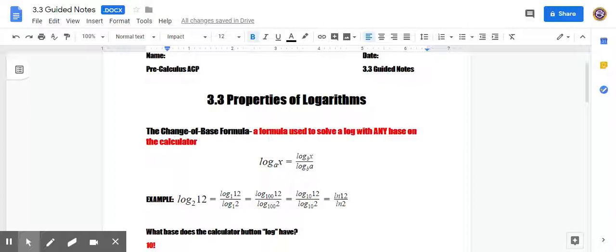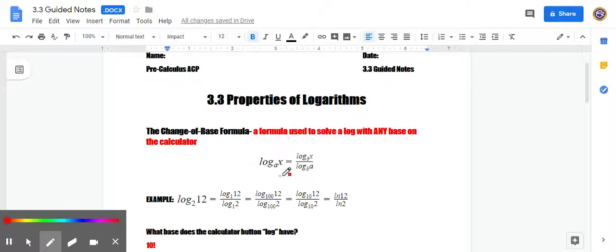As we know, the calculator only solves logs with a log base of 10. There is a way that we can plug other logs into our calculator using the log base of 10. So right here we have the formula. It says the log base a of x equals log base b of x over log base b of a. That's a lot of letters to take in. It's a lot to digest.